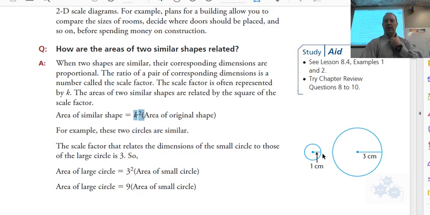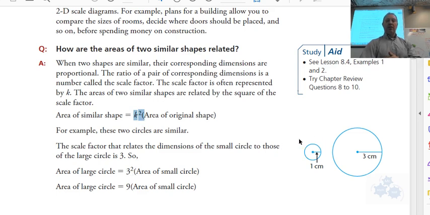3, okay? Because let's say this is the original on the left. If this one is 1, the radius is 1. Over here, the corresponding measurement, that is the other radius, is 3. So it's a 1 to 3. The scale factor is 3. Every dimension, you would multiply by 3 to get the length of the dimension on the new one. And so the area is related by 3 squared.